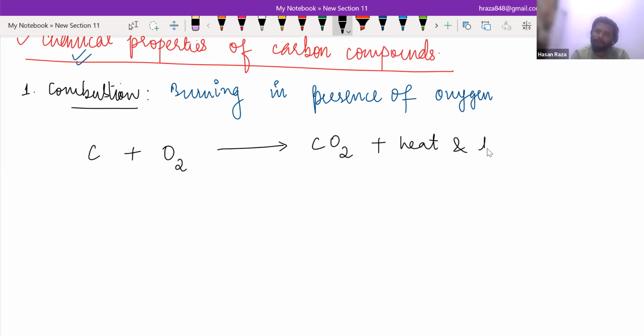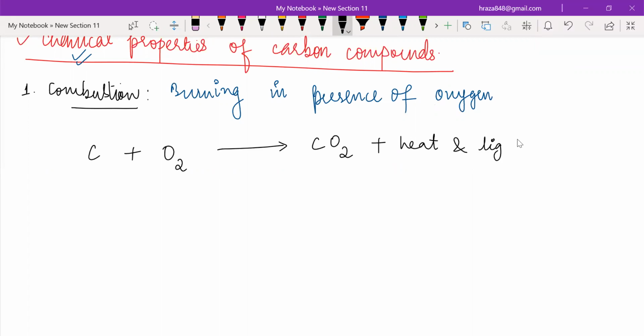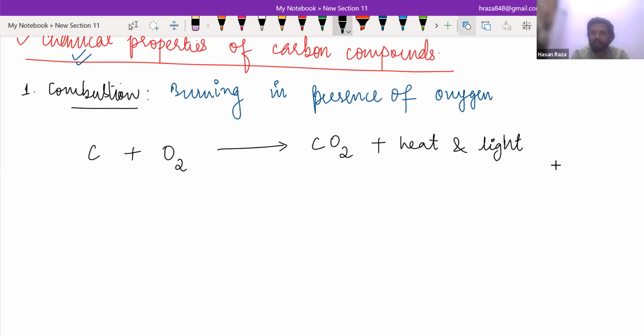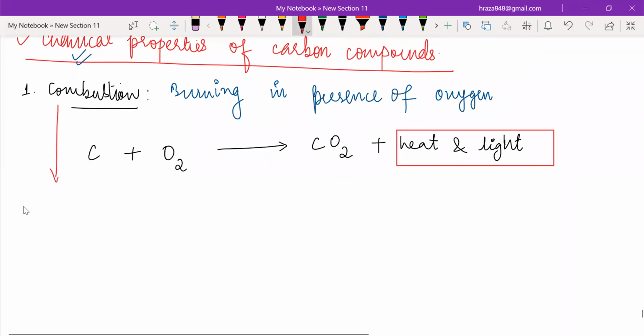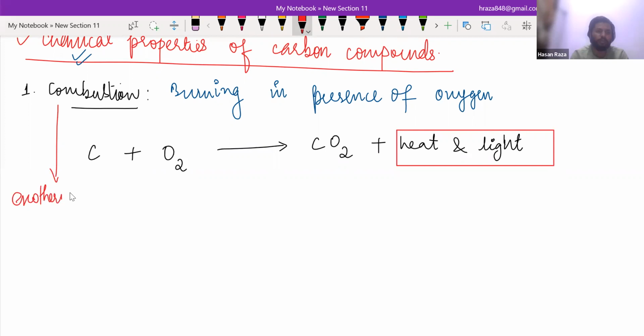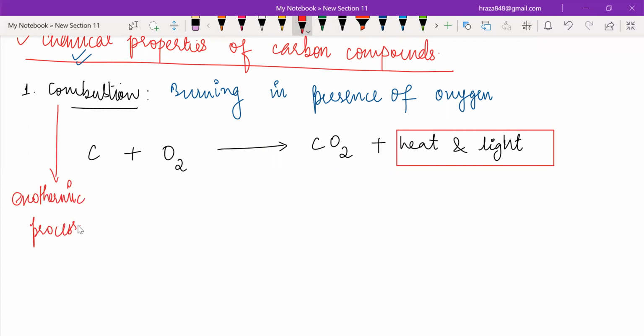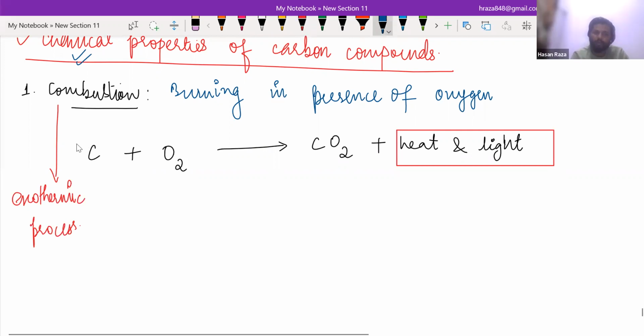Heat and light, sir, how? I'm going to show you. This reaction, combustion, is an exothermic process. And in an exothermic process, you will get heat evolved. And when you burn something, you will get light also, right? Yes. If you are burning something, then you will get light also with heat.